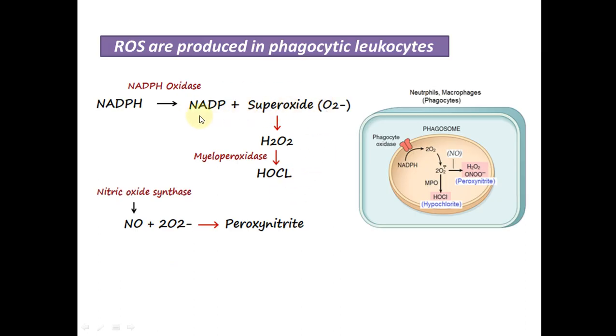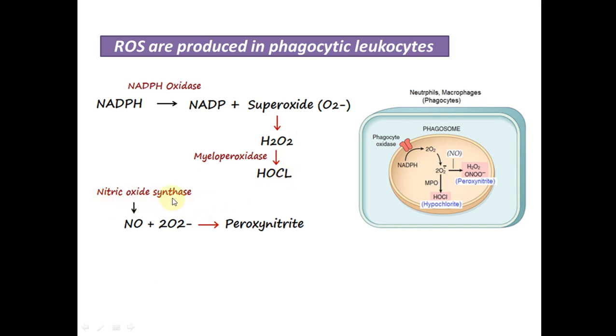In this slide, we can see that the enzyme NADPH oxidase causes NADPH to be converted into NADP with the generation of the superoxide free radicals. The superoxide free radical is then converted into hydrogen peroxide, and by the action of the enzyme myeloperoxidase, it is converted into hypochlorite, which is the common form of bleach.